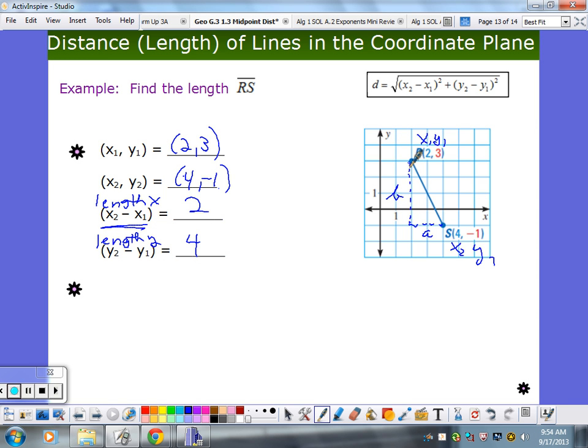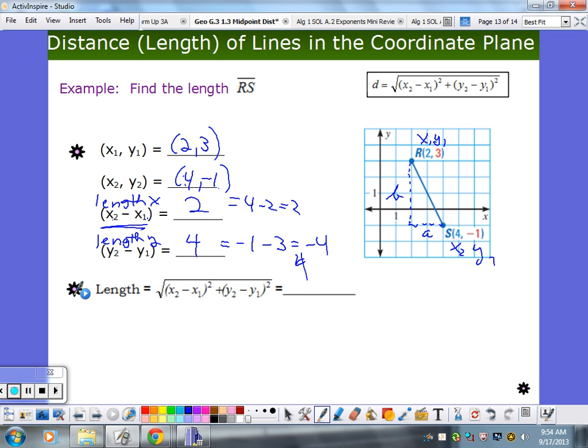So does the formula work? If I take x2 minus x1, that would be 4 minus 2. Well, that's 2. What about y2 minus y1? That's negative 1 minus 3. That's negative 4. Do we have negative distances? No, distances are never negative. We always take the absolute value. So that distance is 4. It's 4 away.